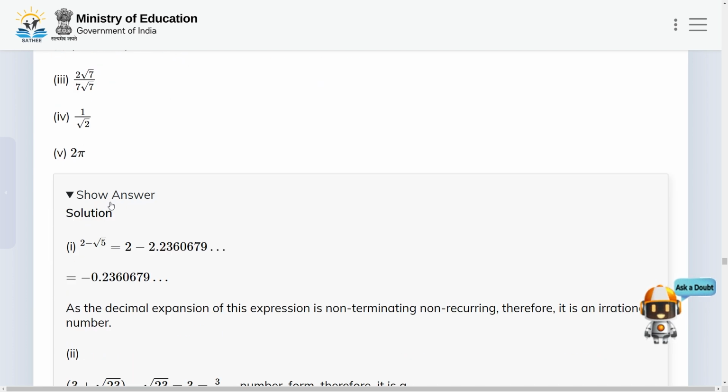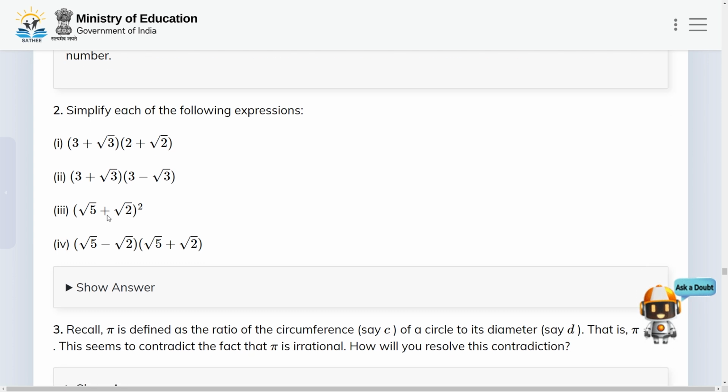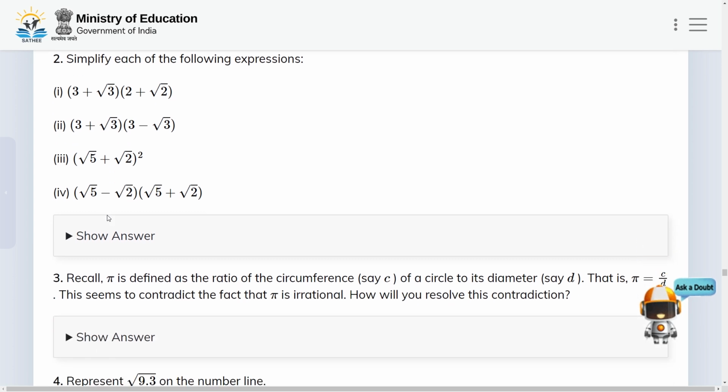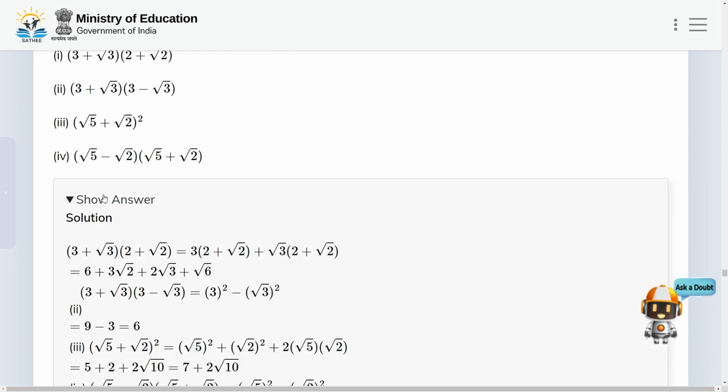In the next problem, we have to simplify each of the following expressions. We have been given some expressions and we have to simplify them. Let us see how to simplify them. In the first one, we have 3 plus root 3 times 2 plus root 2. Let us simplify it.